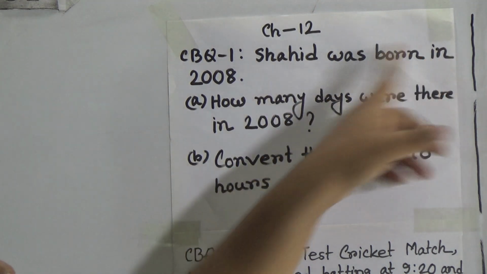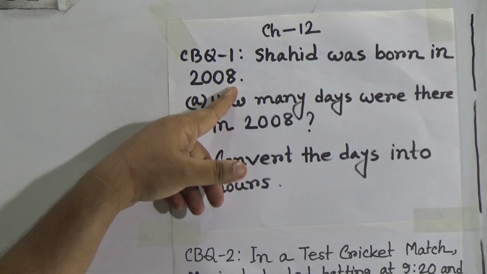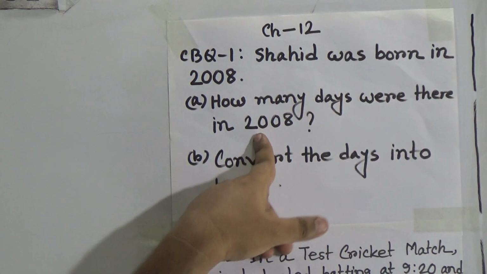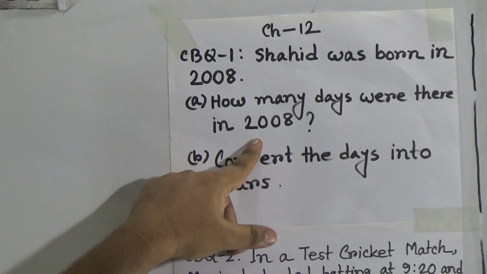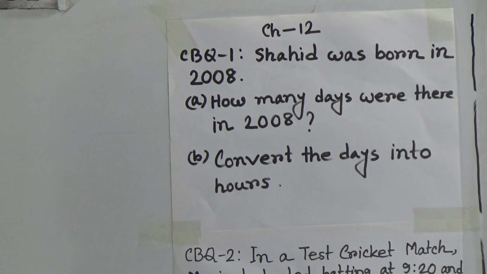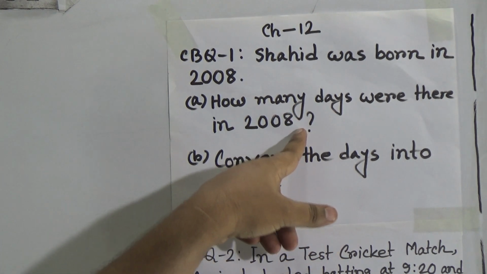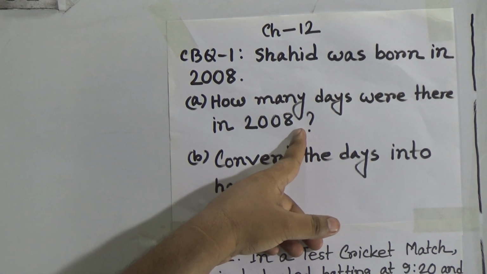Shohid was born in 2008. My dear students, Shohid's birth year is 2008. A number question, how many days were there in 2008? That means in that year how many days are there? So in order to find out the days in 2008, at first we need to check whether 2008 is a leap year or not. We know that in a leap year there are 366 days, but in other years the days in a year is 365.